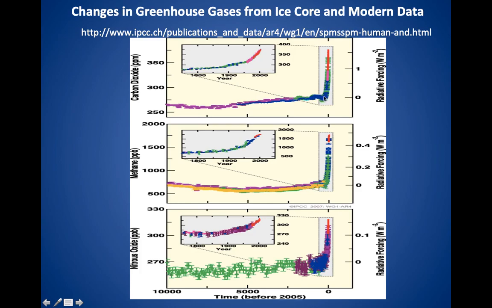in recent years, on a scale of maybe 100, 200 years or so since the Industrial Revolution started, carbon dioxide has been increasing dramatically in the atmosphere. And other greenhouse gases that are also increasing would include methane and nitrous oxide.